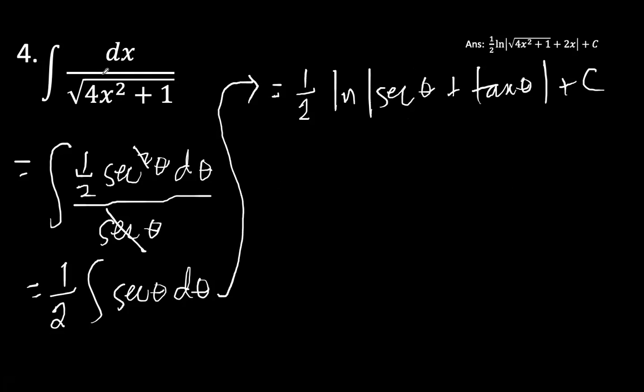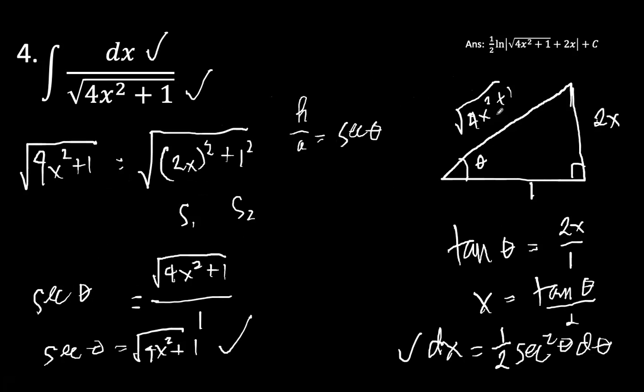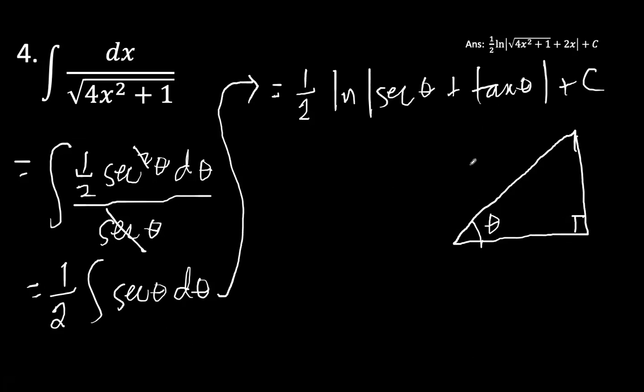The given is expressed in terms of x. So we need to find a way to express secant theta and tangent theta in terms of x. But we have already drawn a right triangle a while ago, so we will be using that again in order to convert secant and tangent theta to in terms of x. So let's just remember or copy the sides here.